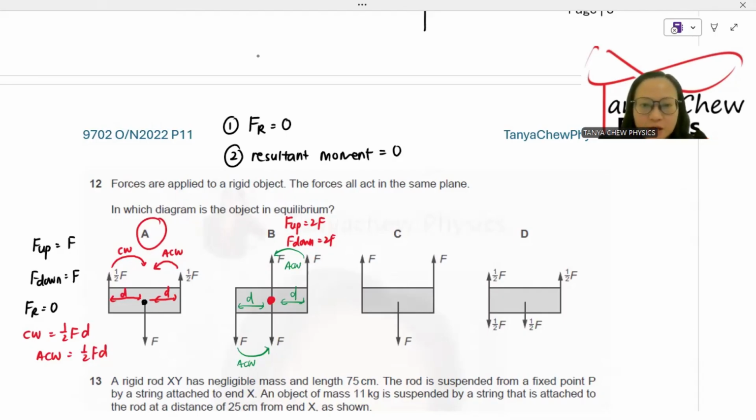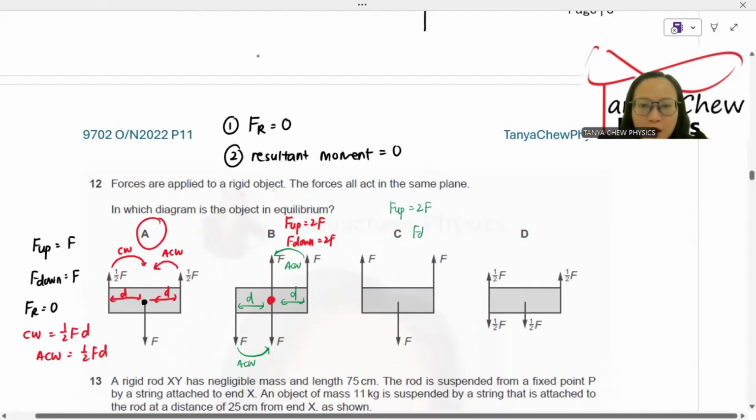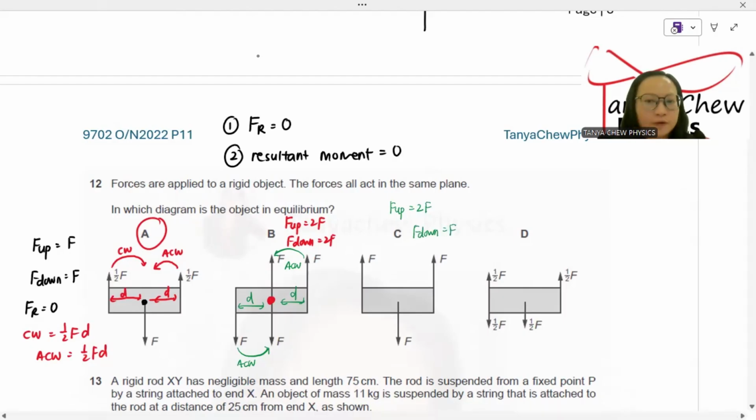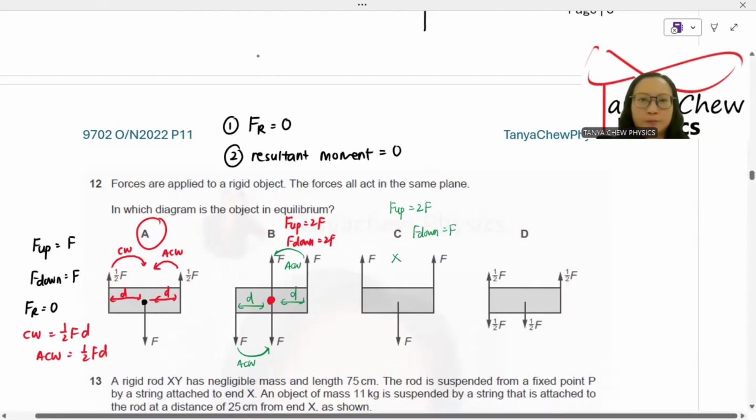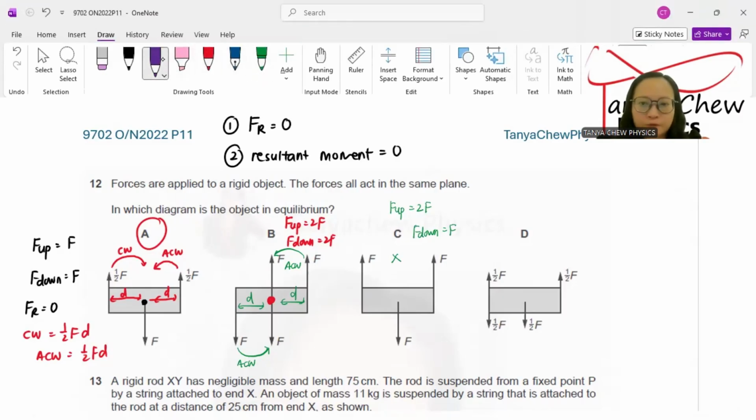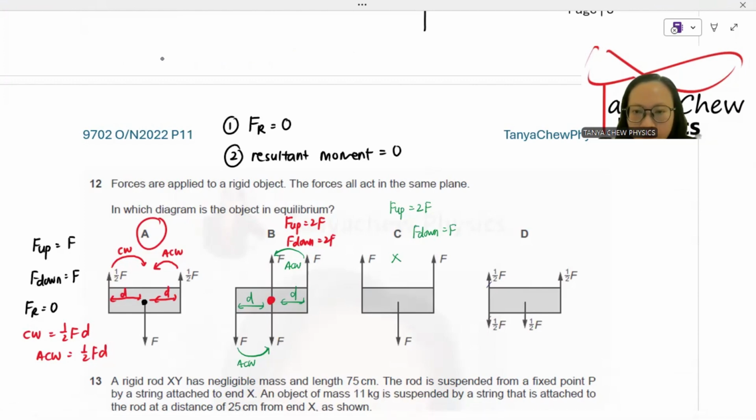What about C? Total outward force is equal to 2F. Total downward force is equal to F. So C is not in equilibrium because the first condition is not being fulfilled. D: this is up and down, cancel. This is up, this is down, cancel as well. You can see that total outward force is equal to total downward force.